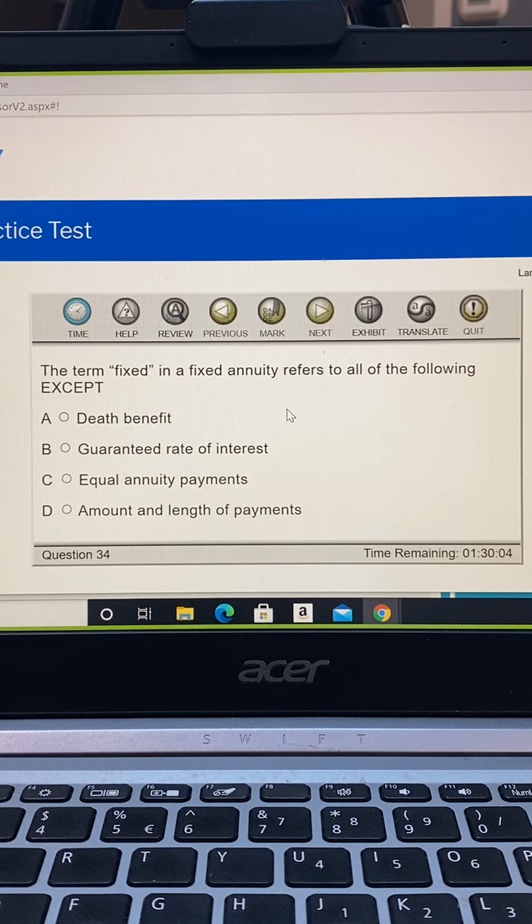The term fixed in a fixed annuity refers to all of the following except... death benefit? I think, no. It's going to be fixed in a fixed annuity. Well, yeah. So, yeah, this is not death benefit. It's going to give you the rate of interest. It's going to give you fixed payments, amount and length of payments. All right, we'll go with death benefit.